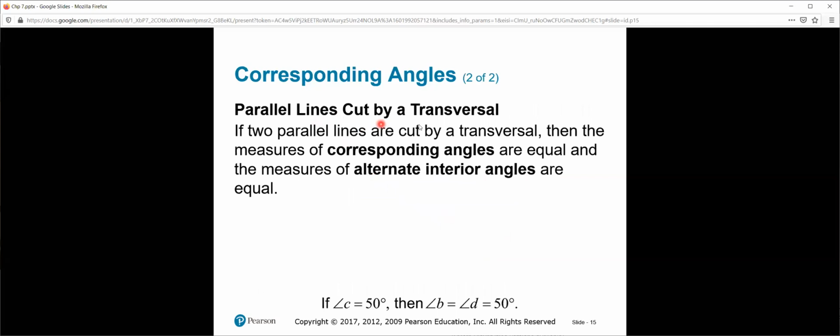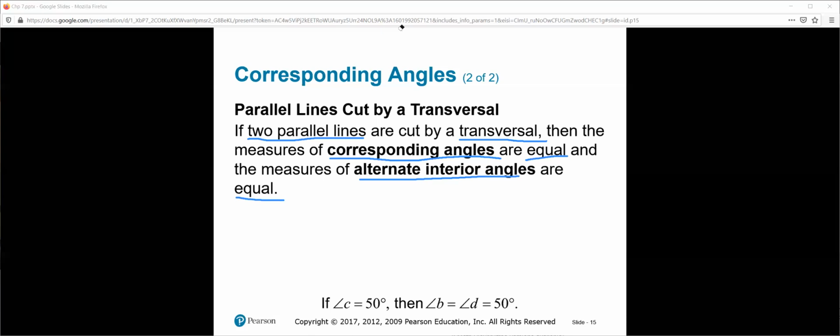Parallel lines cut by a transversal. Okay, let's start highlighting some stuff here. If two parallel lines, and we know what parallel means, right, are cut by a transversal, or intersected by a transversal, then the measures of the corresponding angles, what we're looking for here, are equal, and the measures of the alternate interior angles are also equal. Cool. Definitions here.